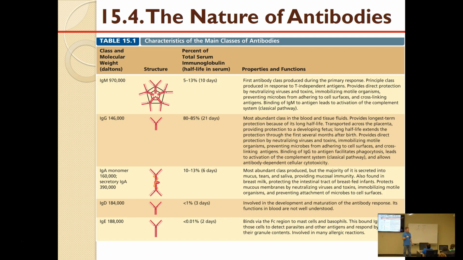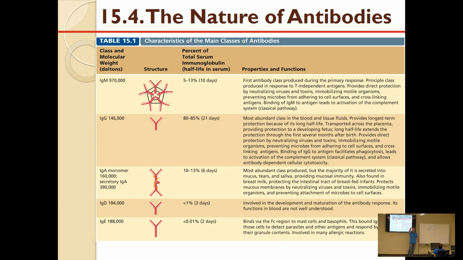IgMs become useless once we start progressing the adaptive immune response, but they're the ones that are there from the get-go. IgG is the majority of your antibodies. So when we're talking about antibodies, we're usually talking about the IgGs. And so you can see that here, percent of total serum. So when we take somebody's serum and we look at the amount of antibody being produced, look at the percentages there. 80 to 85% of all the antibody that you have in your serum is IgG. So it just tells you right there that that's probably the most important. IgA, notice it makes a dimer.